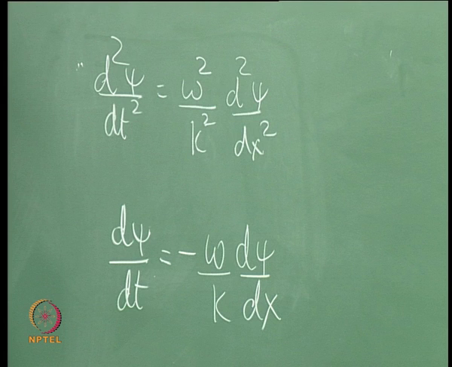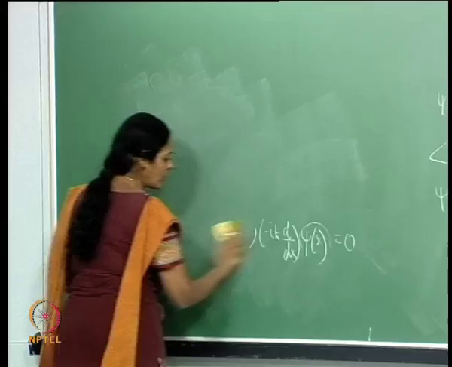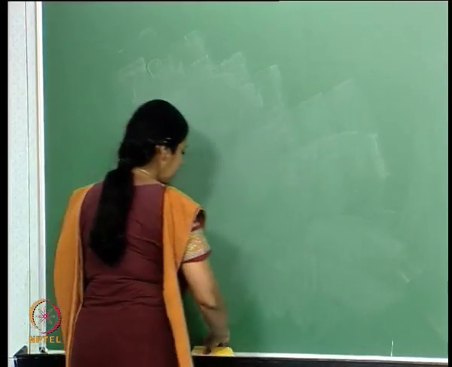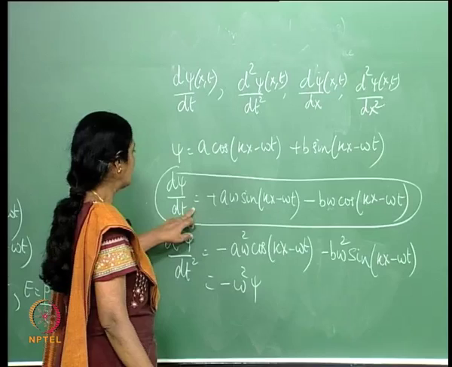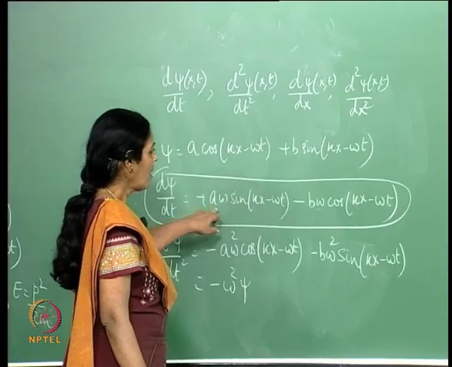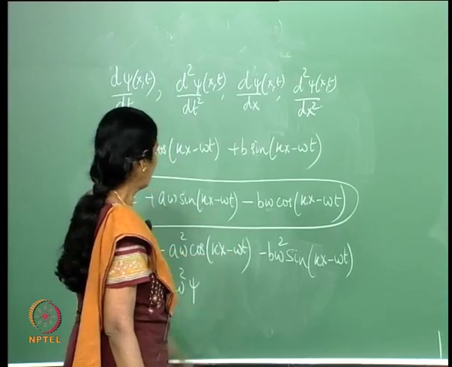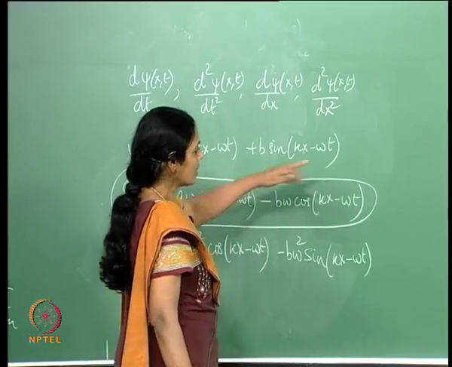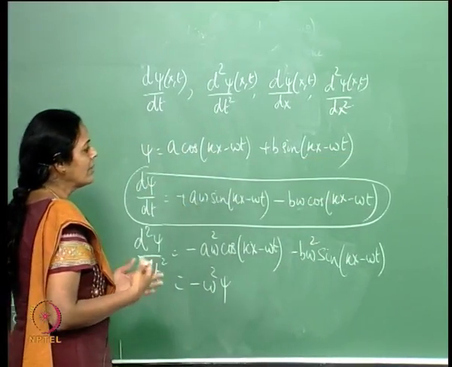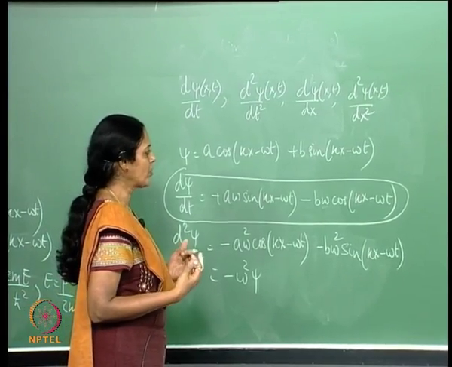in the equation. And indeed, you can get an equation like that, provided you equate the first derivative with respect to time of the wave function with the second derivative with respect to space of the wave function. If you look at d psi by dt, I have a omega sin(kx minus omega t) minus b omega cos(kx minus omega t). And if this has to be equated to that, it's pretty clear that a and b will have to have a certain specific ratio with respect to each other.